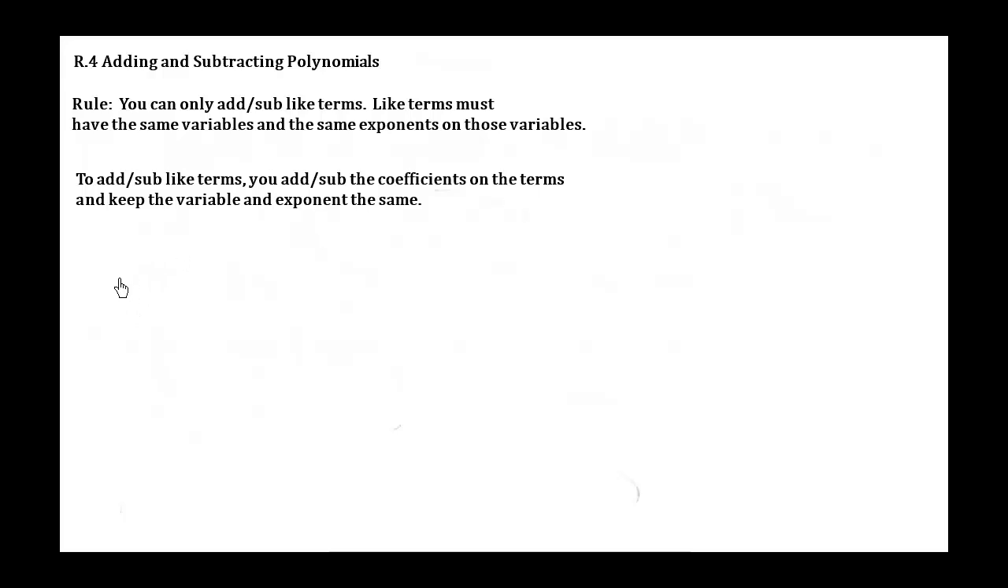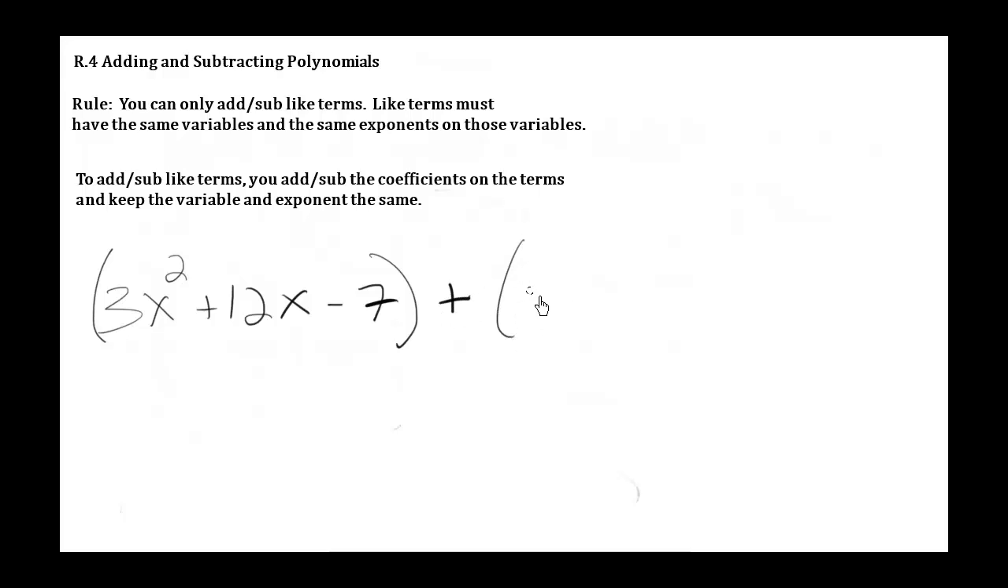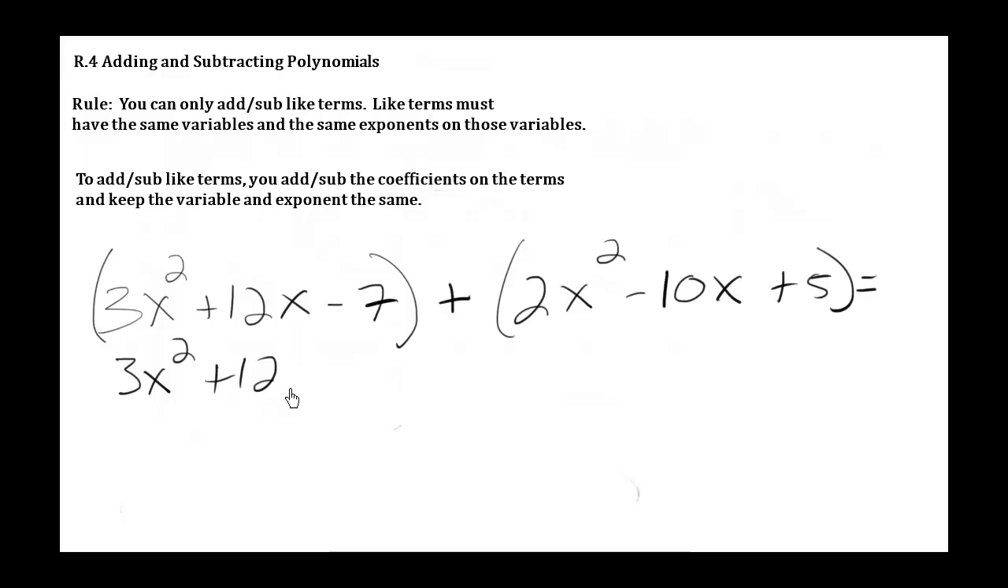Let's say I wanted to add these two polynomials together. I have 3x squared plus 12x minus 7, say that's one polynomial, plus 2x squared minus 10x plus 5. With addition we can just drop the parentheses, so I've got 3x squared plus 12x minus 7 plus, there's nothing to distribute or anything, 2x squared minus 10x plus 5.